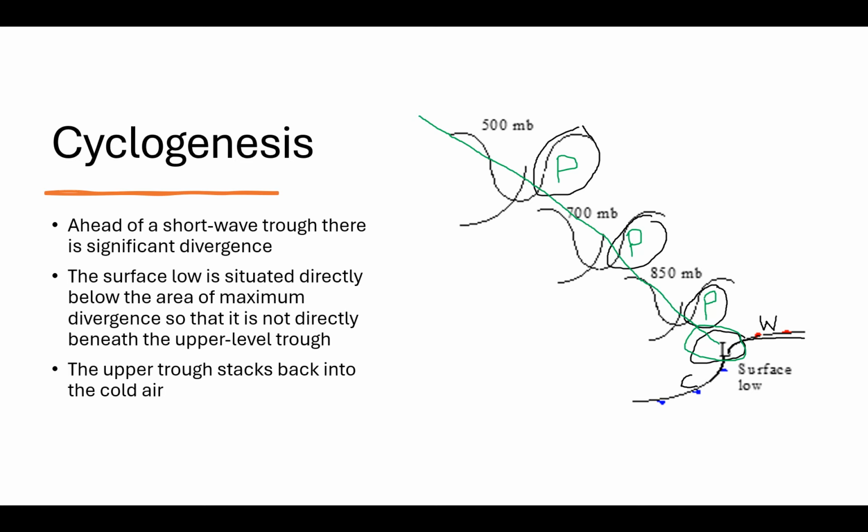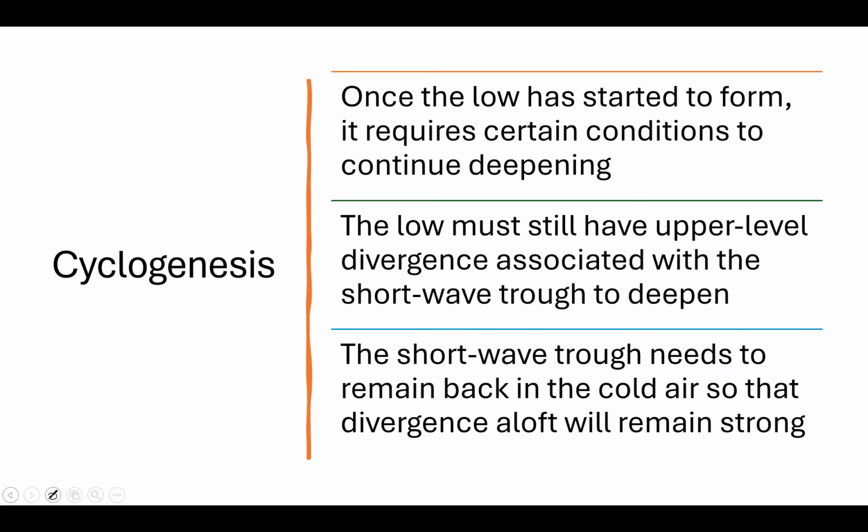I have a tighter thermal gradient, and I've got just great support for this low pressure system to strengthen, if it's not already developed along the stationary front, to get a wave to develop along the front. So once the low has started to form, it requires certain conditions to continue deepening. The low must still have that upper level divergence aloft associated with the shortwave trough, and that shortwave trough needs to remain back in the cold air so that divergence aloft will remain strong.